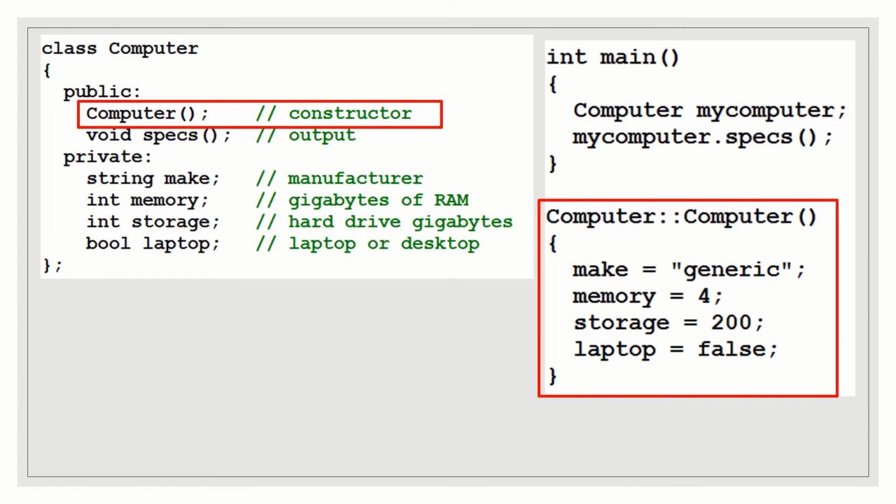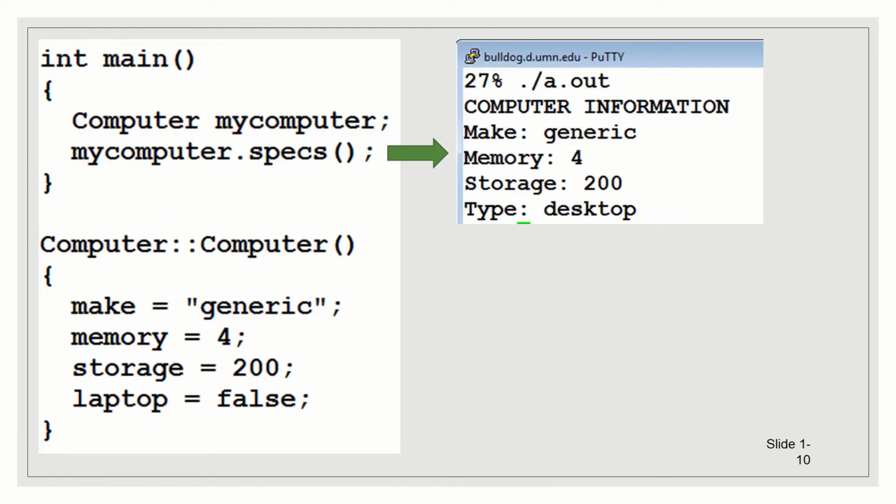If you look at the first function underneath the public portion, you'll find a strange thing here. It has the exact same name as the class definition to which it belongs. That means it's a constructor, and whenever objects are made of that class definition, it will run. And you can see that the code for this constructor assigns generic to make, 4 to memory, 200 to storage, and laptop to false. When we use the specs function from the main program on the myComputer object, it prints out the specifications, and you see that they reflect exactly the settings that we did in the constructor.